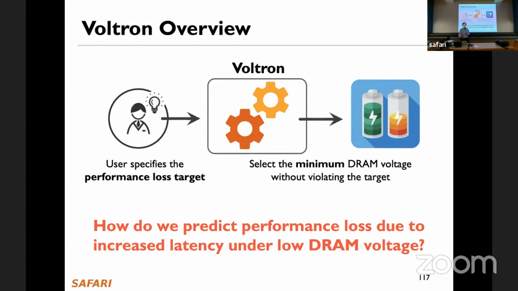Basically, the proposal is, I'll go through this relatively quickly, that users specify some performance loss target. The goal is to optimize performance and energy at the same time, or optimize for energy, reducing energy as much as possible within a tolerable performance loss target. There's a mechanism that selects the minimum DRAM voltage without violating that target. Then the question becomes, how do you predict the performance loss due to increased latency under low DRAM voltage? Because you're going to reduce the voltage, that's going to require increased latency, so you're going to get some performance loss. What is the prediction for that performance loss?